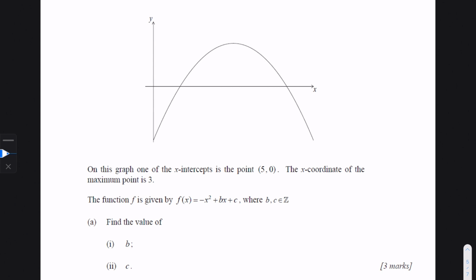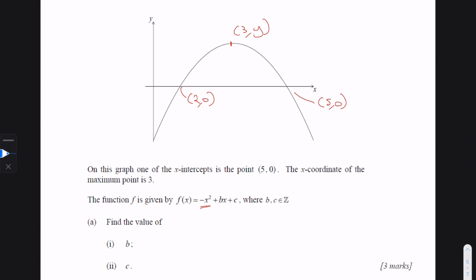So here, question 11, this is part of a quadratic graph. First of all, can you tell me what the sign is? Well, obviously it's minus x squared, because it's given there. We're told that one of the x-intercepts is (5, 0). The maximum point is at x equals 3, so here we have (3, y), whatever that y is. That y should be positive. Due to the line of symmetry, you can easily work out that the other x-intercept should be (1, 0).